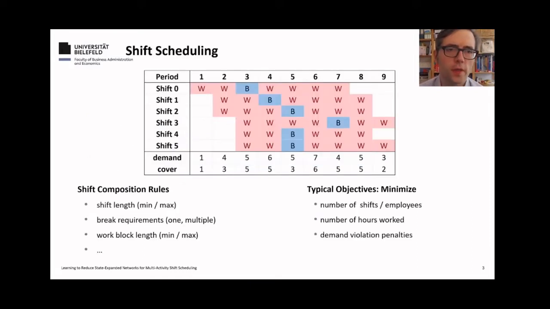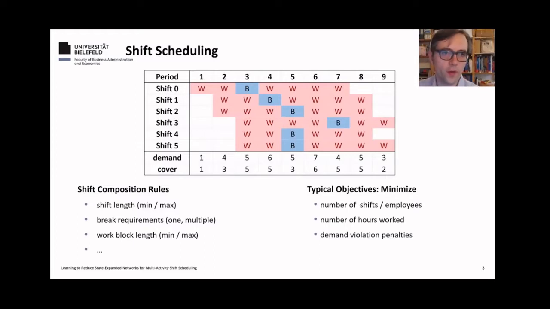Shift scheduling is a classical personnel scheduling problem that consists in designing a schedule of shifts for a workday covering the demand for a given set of periods, for example, 15-minute periods. Typical objectives in shift scheduling consist in minimizing the number of shifts or employees, minimizing the number of hours worked, and/or minimizing the violation of demand constraints.